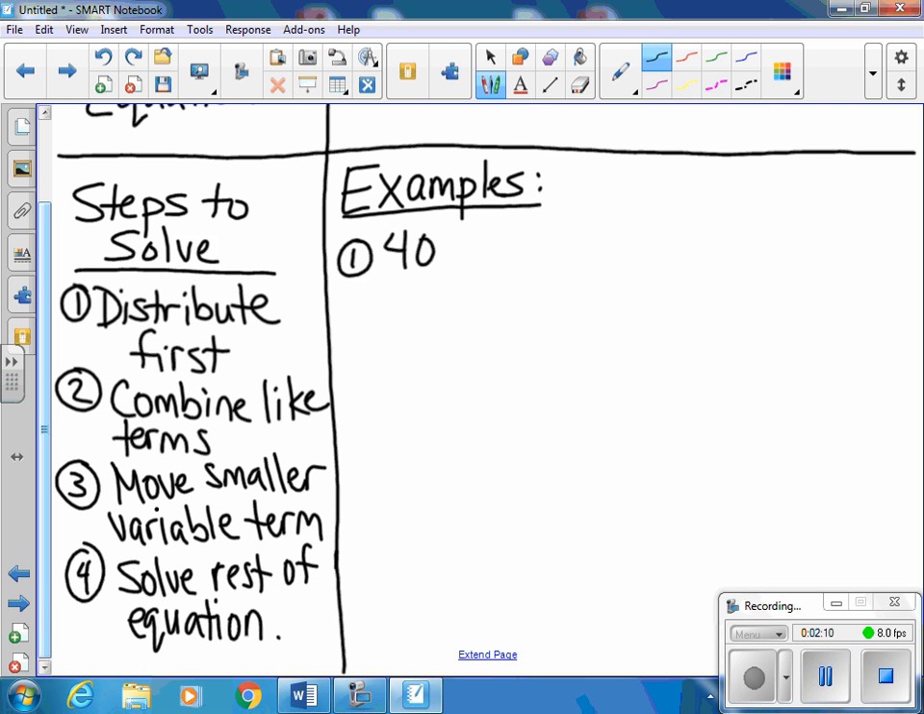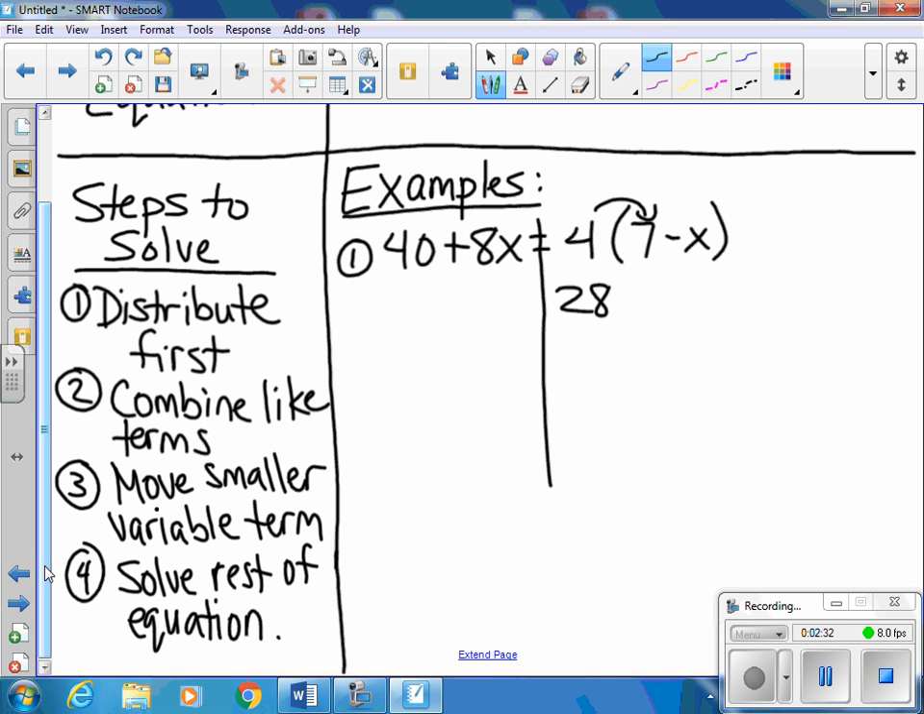We're going to have 40 plus 8x equals 4 parentheses 7 minus x. Remember, as soon as you see parentheses in the problem, that means you have to distribute somewhere, somehow. That's your first step, to distribute first. On the right-hand side is where you've got to distribute. 4 times 7 is going to give you 28. 4 times negative x is negative 4x.